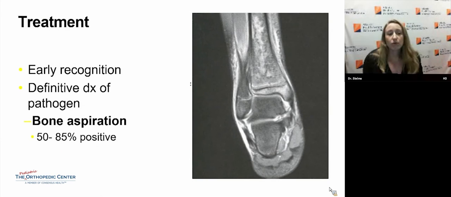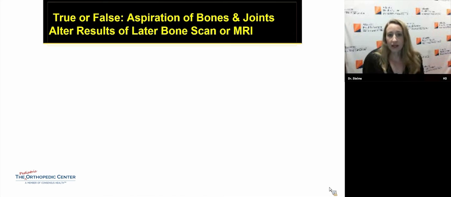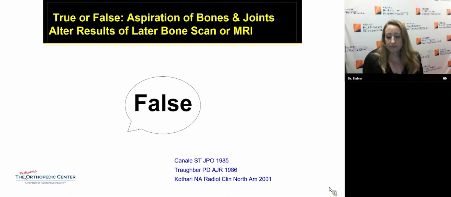All right, our treatment. The goals are really the best effective treatment, early recognition, and then to define the diagnosis of the pathogen. We can also use a bone aspiration to guide the treatment, but this is positive or results in an organism in about 50 to 85% of cases. Another true or false: aspiration of bones and joints alter the results of later bone scan or MRI. False. If there's a clinical indication to aspirate, then go ahead because it's not going to affect the later studies, and so those can also be done for further evaluation.